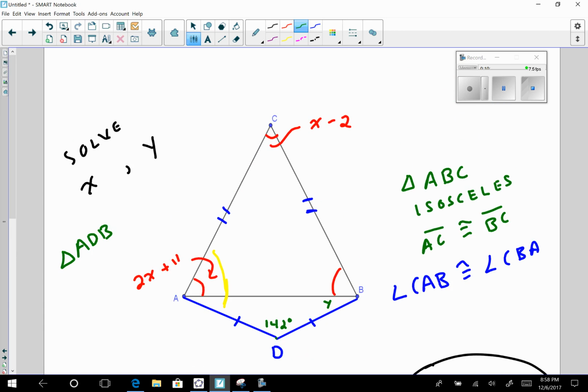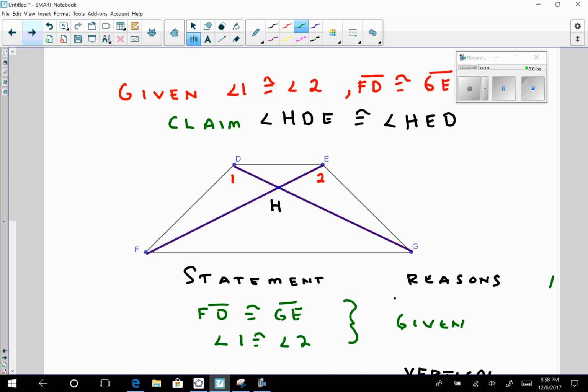One more problem that I would like to look at before we close this short video out. Oh, here's a tough one. Oh, I got a lot of triangles going on there. This is what's given in the diagram, or what's given in the problem. The measure of angle 1 is congruent to the measure of angle 2, and segment FD is congruent to segment GE. So let's label our diagram, if you will, please.